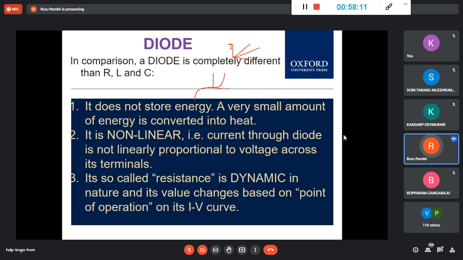So the so-called resistance is dynamic. Again this is I, and if you take the ratio of change in voltage to change in current, you will get R. Here also, the ratio of these two is changing. This shows the R is changing, so it is dynamic. In that case, it was static.